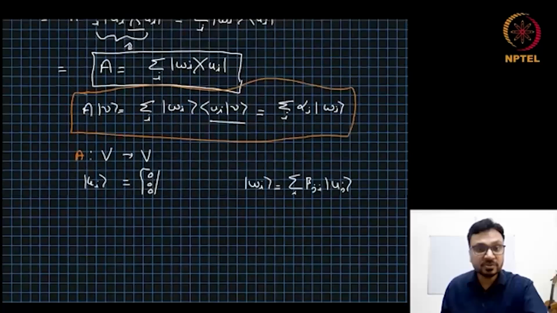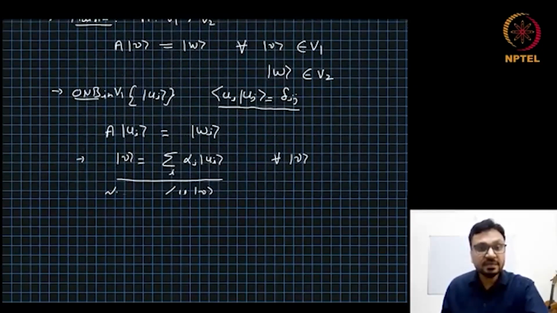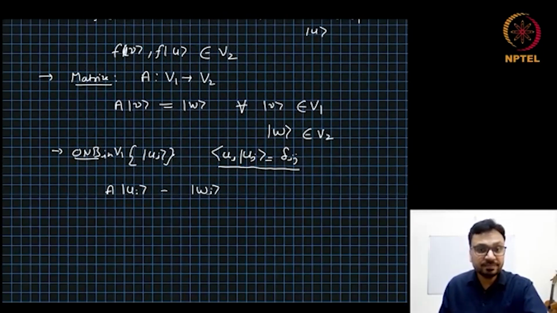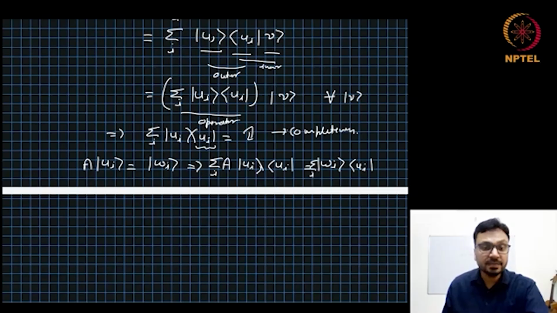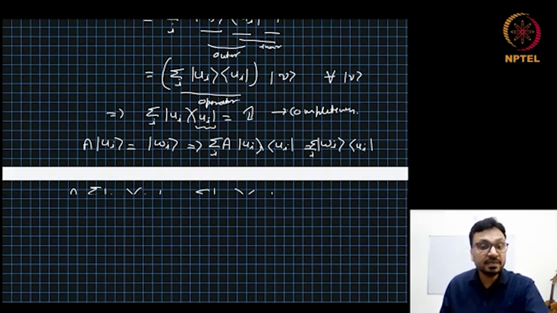Now let us recapitulate what we did. We are given a linear operator A which acts on a vector space V1 and results in V2. Now we want to find a matrix representation of A. First we realize that if we apply the operator A on an orthonormal basis ui, we get a corresponding vector ωi. By using the completeness relation of the orthonormal basis, we find that A is indeed the sum over i of the outer product |ωi⟩⟨ui|.